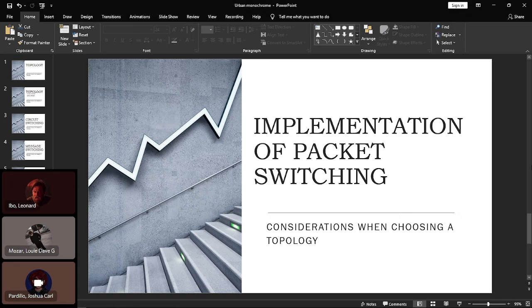Each packet's journey time can therefore differ. Number five, once packets arrive, they are reordered. Number six, a message is sent from the recipient to the sender indicating that the message has been received. And last, number seven, if there is no confirmation message, the sender transmits the data again. That's the end of the implementation of packet switching.